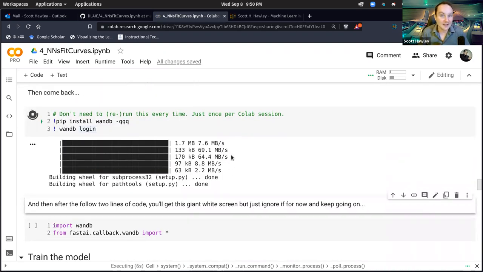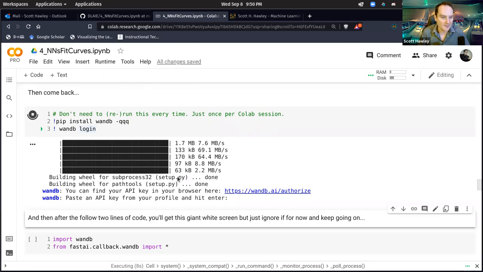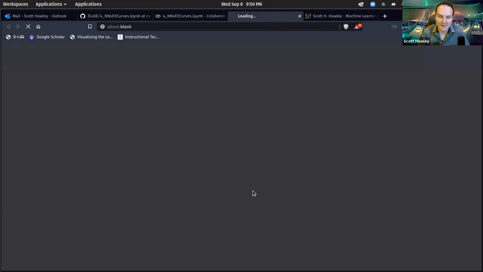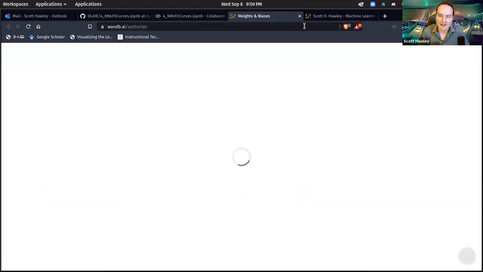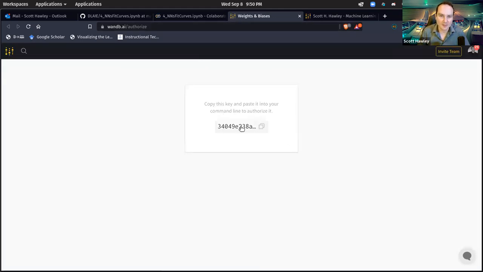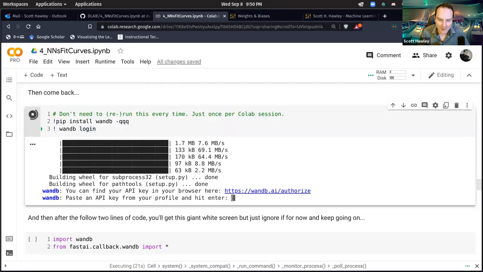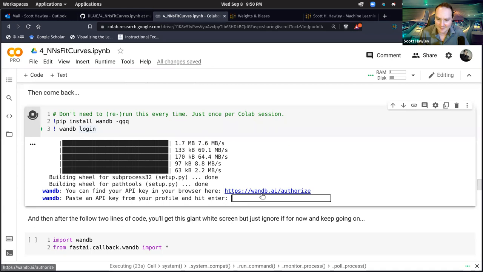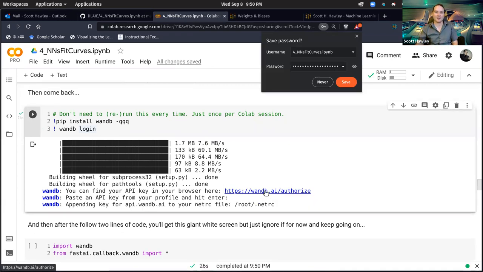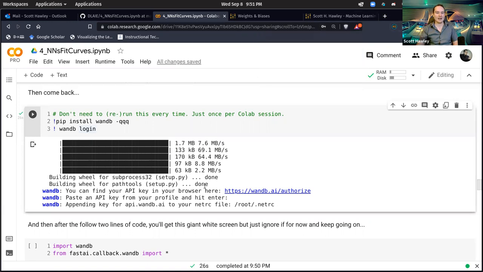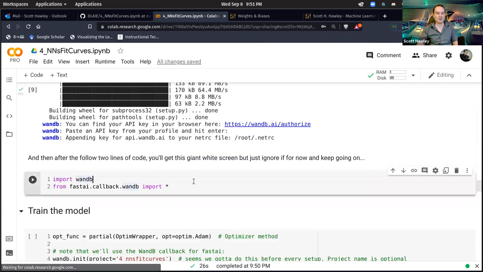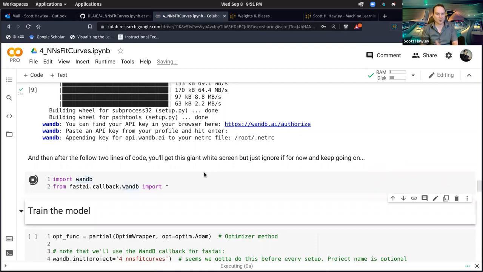And then it's going to give us a little prompt to say log in. Okay, so you can find your API key. So what you want to do is click on there. Takes you to a little spot. And I'm already logged in my browser to WandB. So we'll just copy this code. And then we'll go back. And then it's a little hard to see, but there's actually, you have to click on it, but there's a little spot. And we can paste that in and hit return. And we don't need to remember that. And now we're good to go. All right. And so let's just check that we can import the WandB stuff.